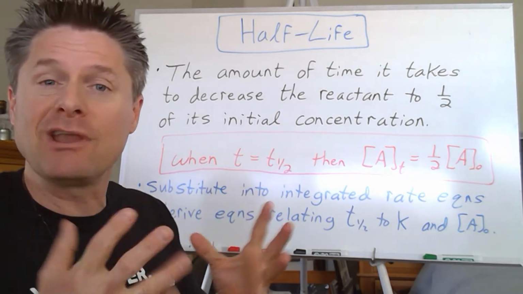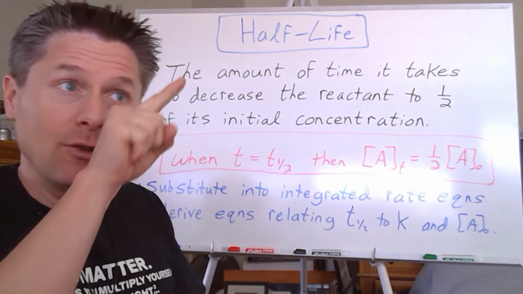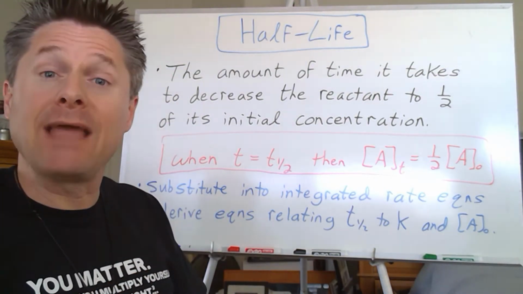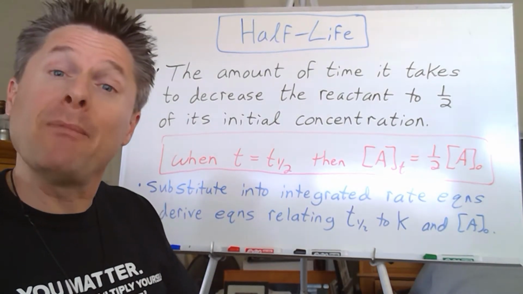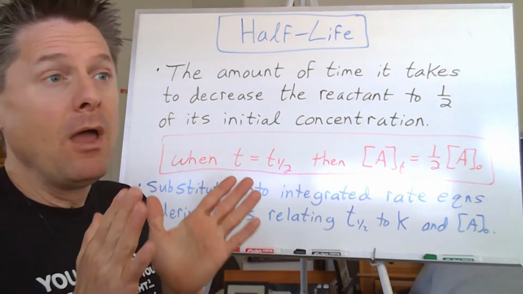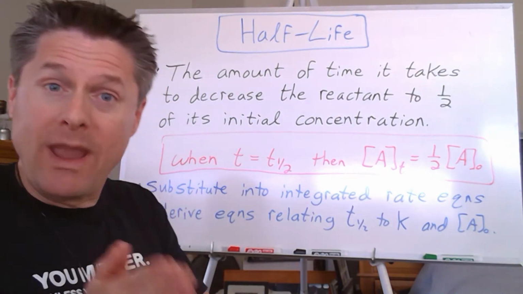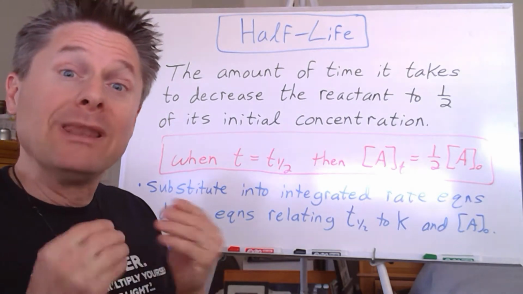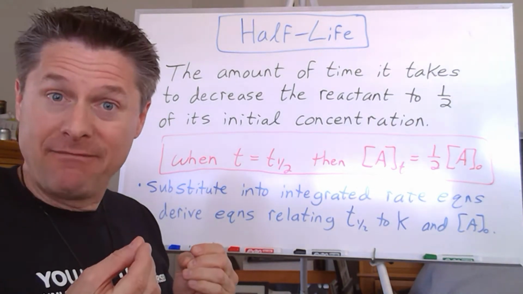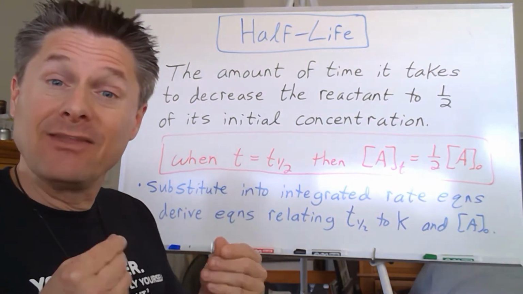If we have concentration versus time data, we can look at what's happening with the half-life and get a good guess on the order of the reaction from that data. Also, I want to derive equations for zero order, first order, and second order reactions relating the half-life to the rate constants and the initial concentration.